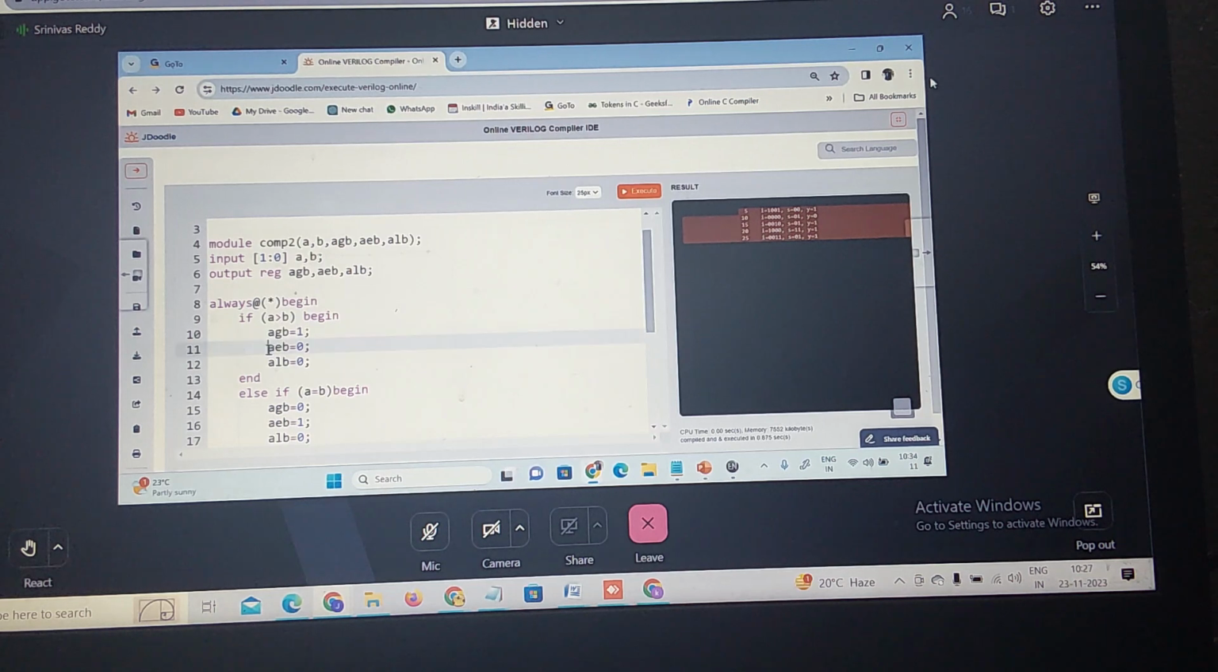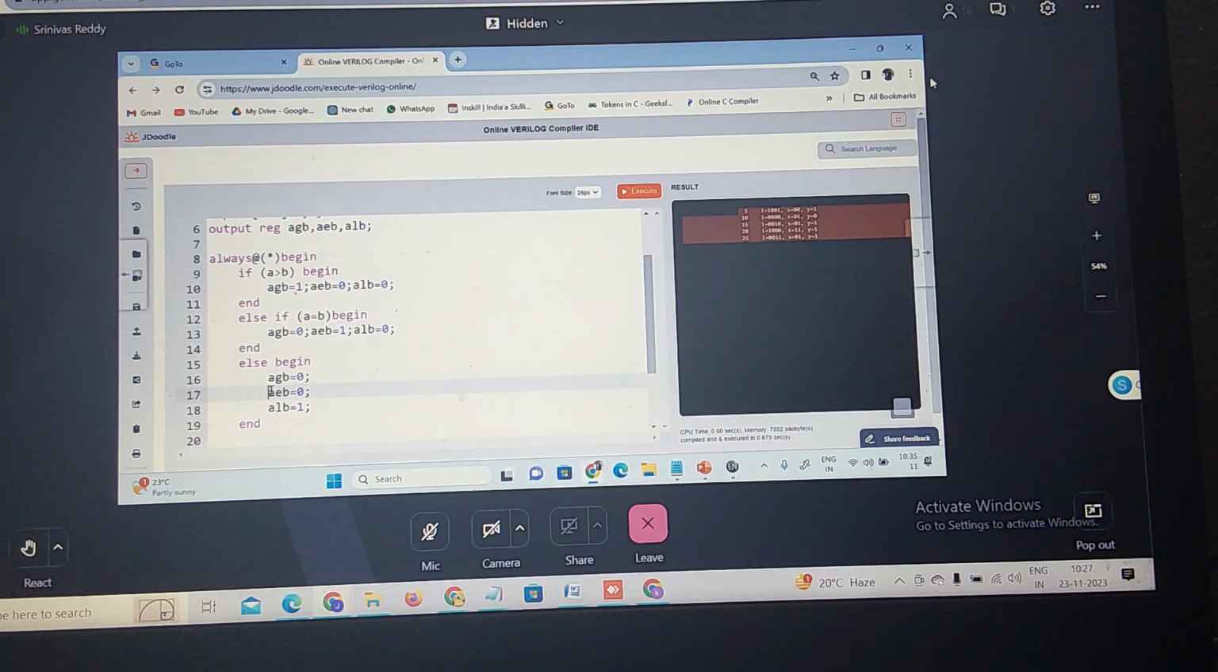So these statements I can also write like this, right? In a single line, because I'm using a semicolon. Let me write here. How many statements do I have in the else, if, else if body? 3 statements. One is A equal to B, A less than B, A greater than B.